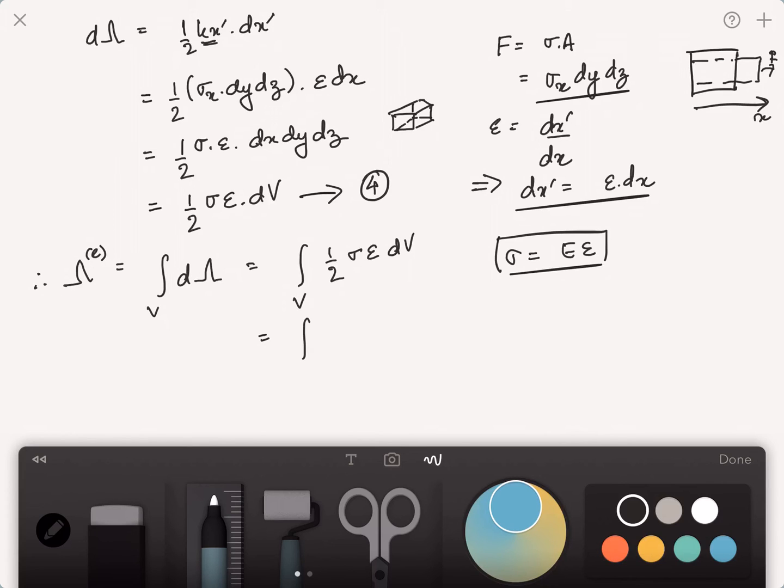So I'll continue with that and I will get E epsilon square by 2 dV, which needs to be integrated over volume V of the element. So that is the definition of the strain energy of the system.